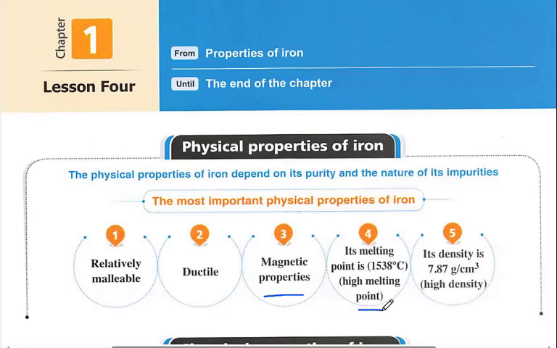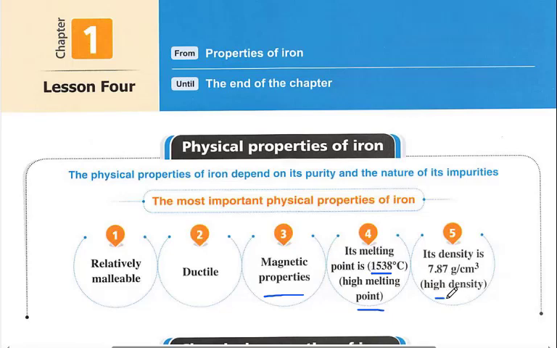It has a high melting point. It equals 1538. Please memorize this value. The melting point of iron equals 1538 degrees Celsius.